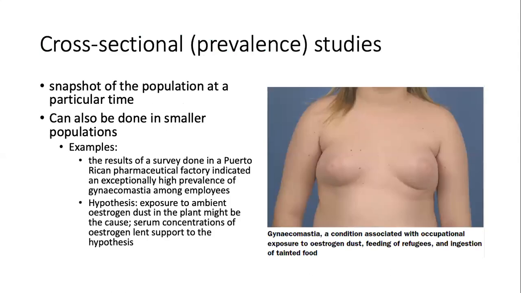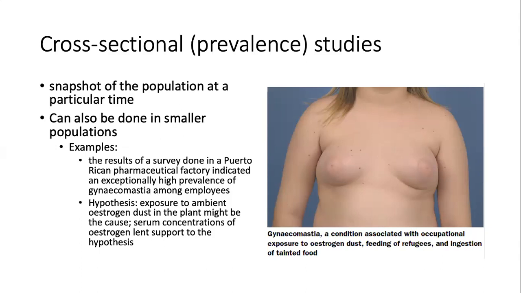Another type of descriptive study is your cross-sectional or your prevalence study. Cross-sectional studies provide a snapshot of the population at a particular time. The classic definition of a cross-sectional study is that the dependent and independent variables, or all the variables, are collected at one period in time. So cross-sectional studies are neither prospective nor retrospective. It's just taken at one period of time. That's why it's just a snapshot.